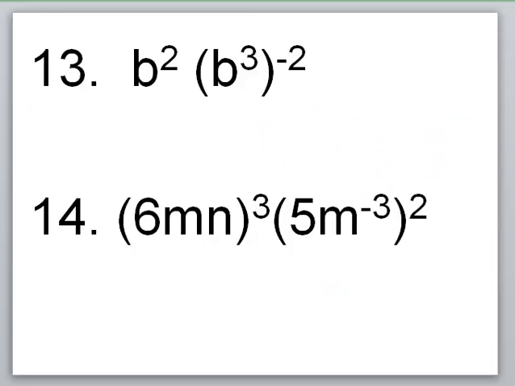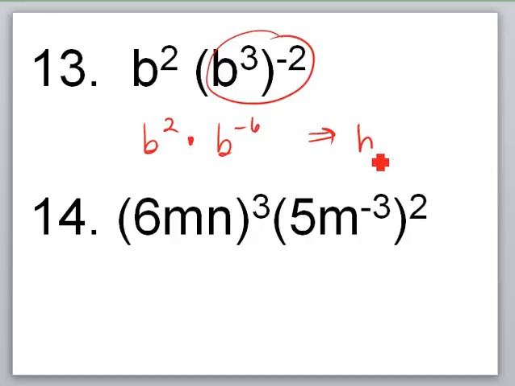Next problem, we have some parentheses here. This is the part that's in parentheses. So I've got b squared times b to the 3 times negative 2 is negative 6. Now I have the same base. So I keep my base and I add those together. So 2 and negative 6. 2 plus negative 6 is negative 4. Highlighting this because it's not happy. There are no negative exponents in our answers. So we'll move this to the bottom of the fraction and we'll put a 1 on top.